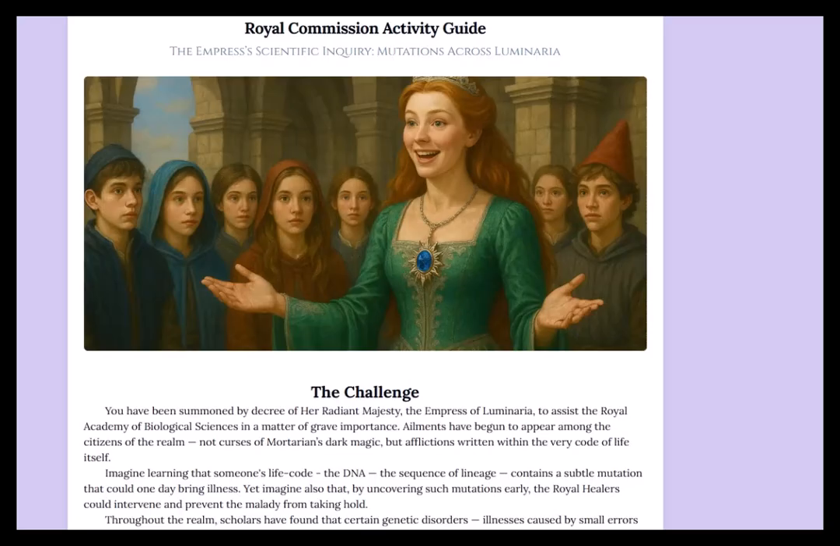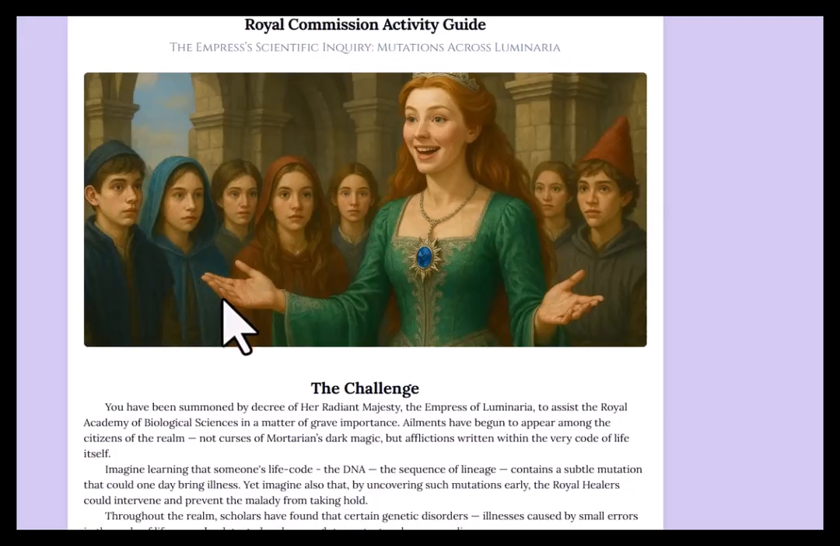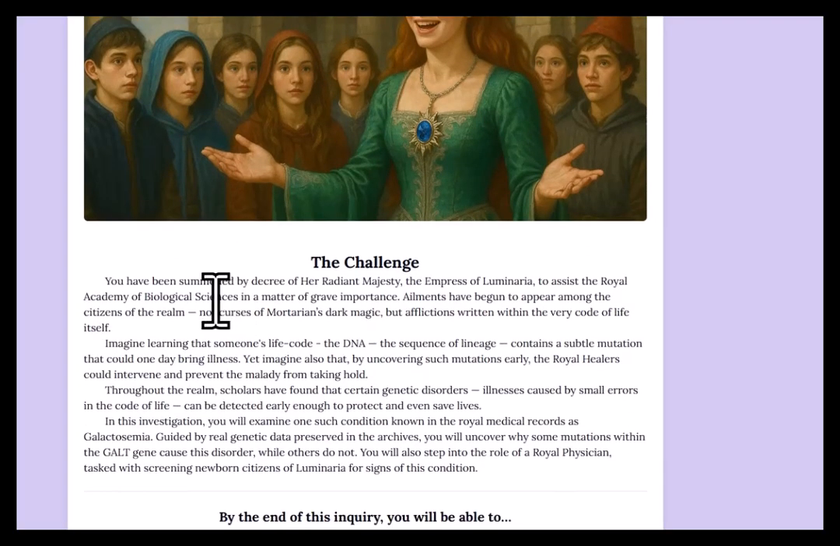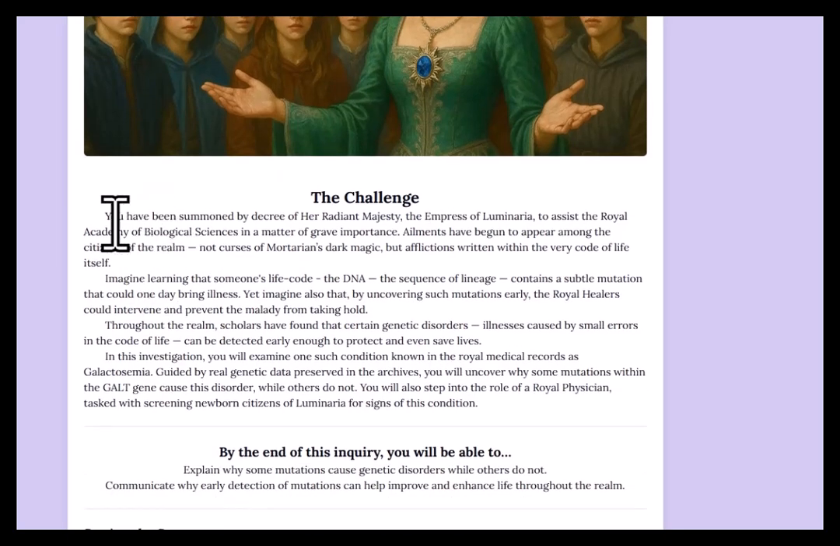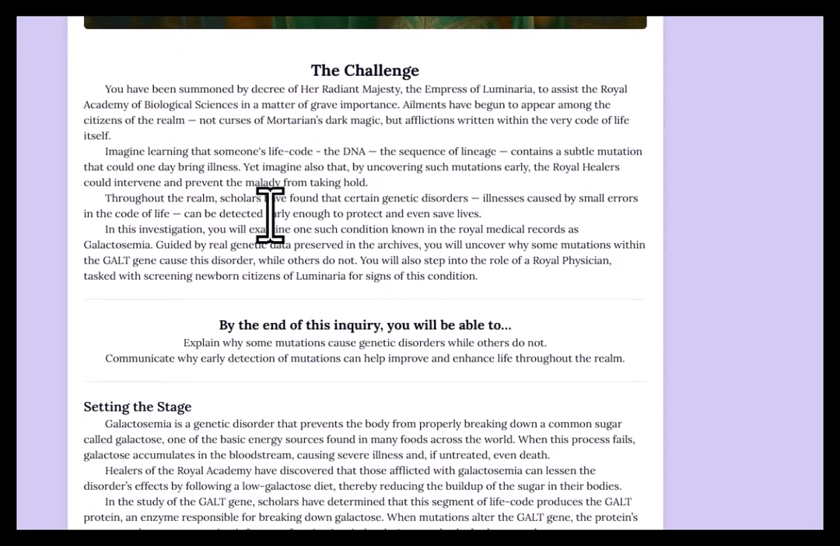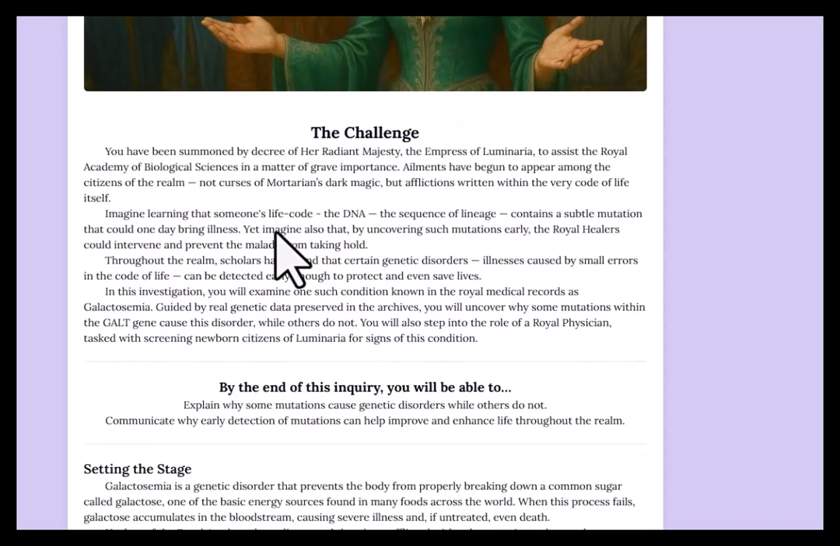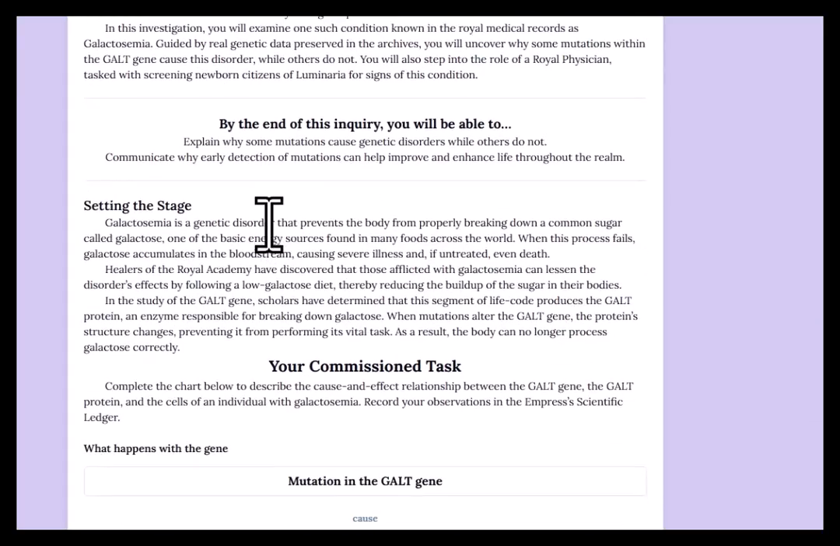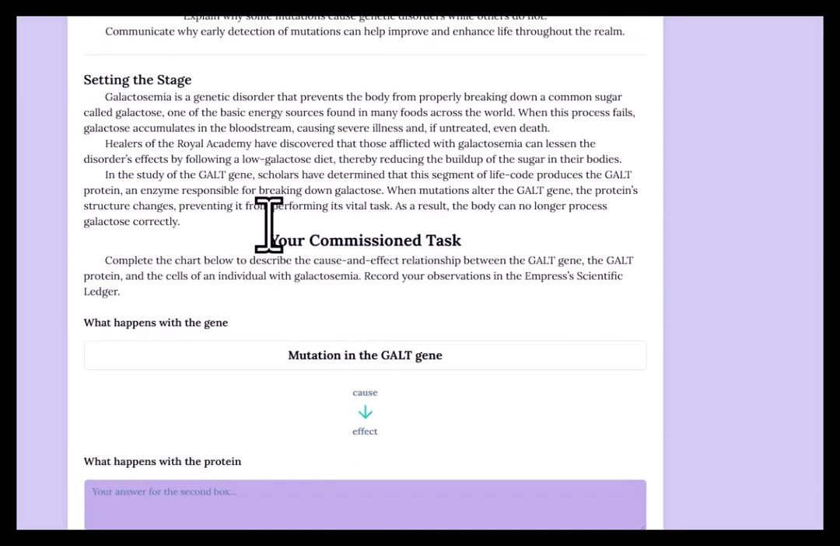So here we are on the actual worksheet. The Royal Commission, the Empress of Luminaria, has charged us to investigate the GALT mutation. So, there is some story flavor flair on this worksheet, but, again, all the science on here is real life stuff, so I'm not making up anything magical for your portfolio assignment. I'm just giving it some story flair for entertainment's sake. So the Empress has charged us with investigating the GALT gene. So here's our commission task.